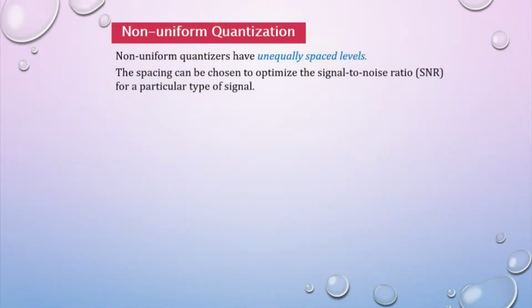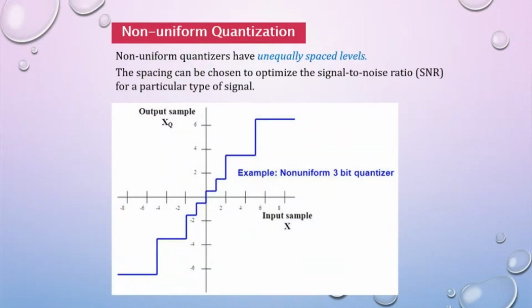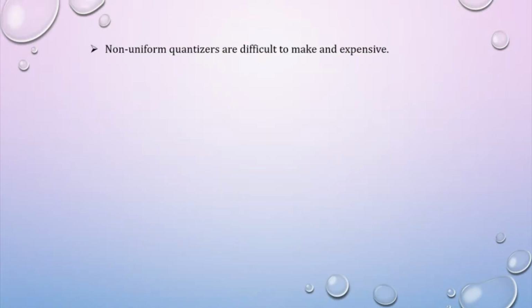In the non-uniform quantization process, the steps are not of equal size. Small steps are used for small signal values and large steps for large values. The purpose of doing so is to achieve a signal-to-noise ratio that is nearly independent of the signal levels. In other words, more code groups are assigned to speech at low levels than at high levels. However, non-uniform quantizers are difficult to make and expensive.